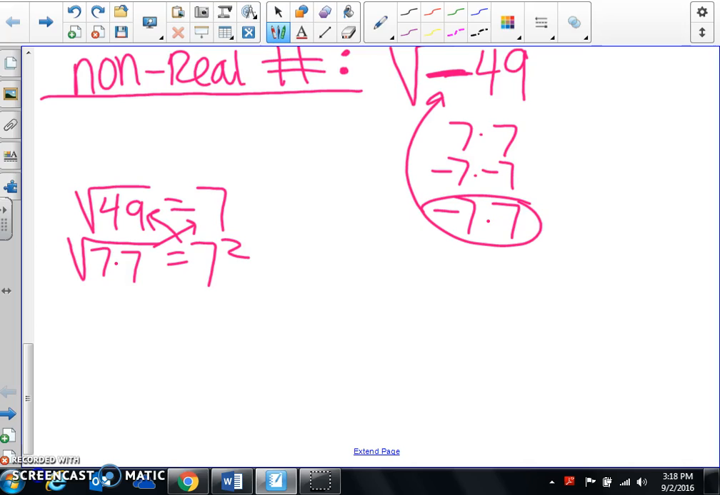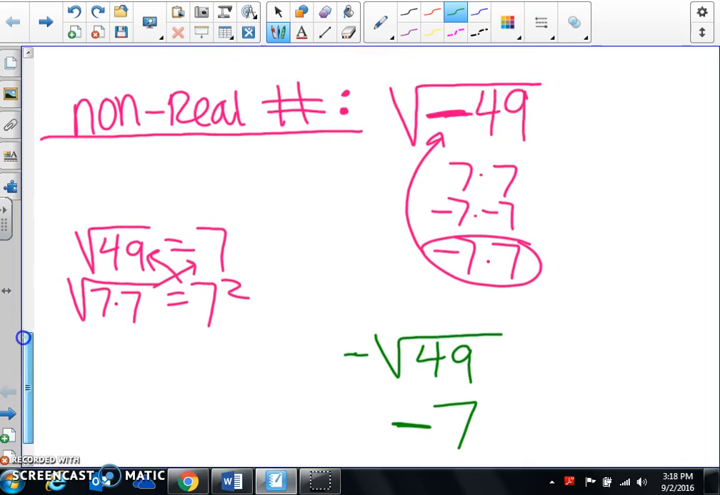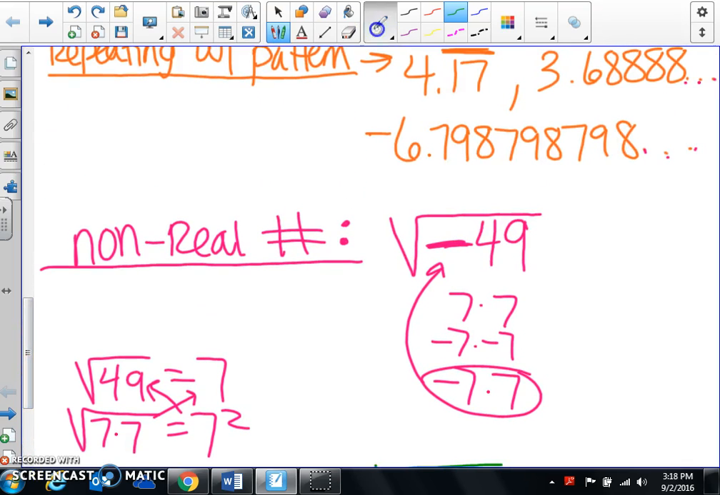Now be careful because a lot of people get this mixed up. Okay, according to order of operations, we do what's in the parentheses or grouping first. So the square root of 49 is 7. Drop down your negative, which is outside. So the only thing you're looking for non-real numbers is this negative inside the square root. Okay, so be careful.